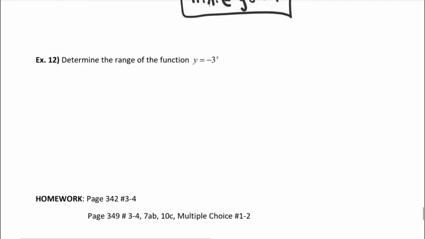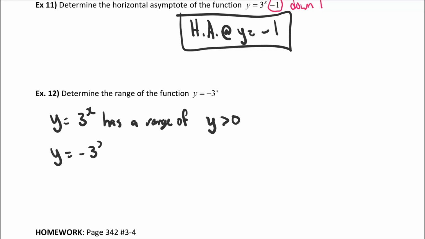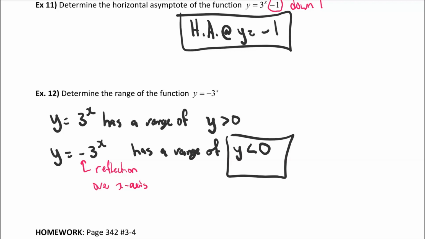Last example: determine the range of the function y is equal to -3 to the power of x. 3 to the power of x has a range of y greater than 0. Now if we have -3 to the power of x, well, wait a minute, this is a reflection over the x-axis. Because of that, this will have a range of y less than 0. That's your answer.